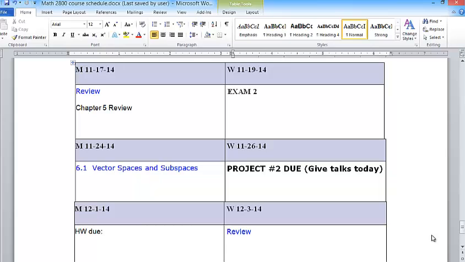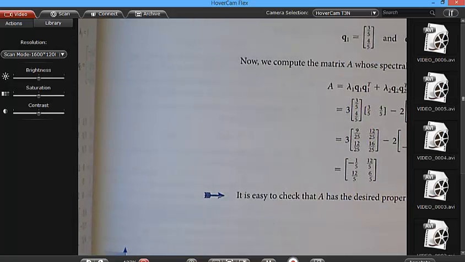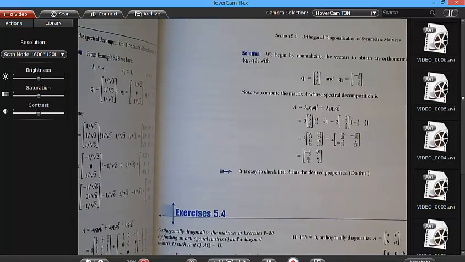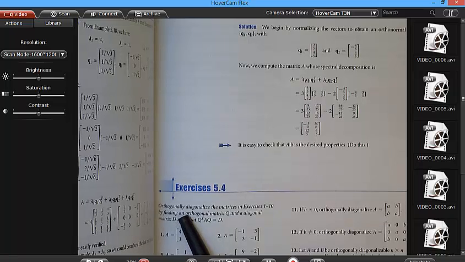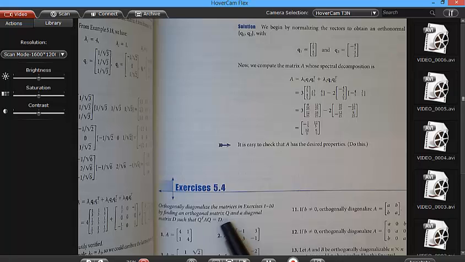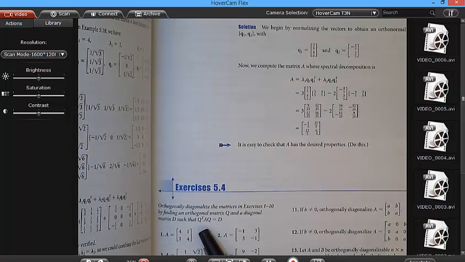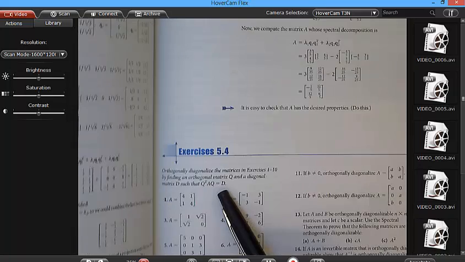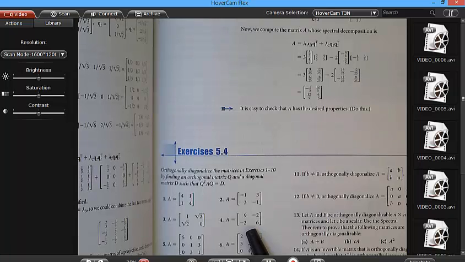5.4, it says, if we read, let me zoom out a little bit. They're asking me in these exercises to orthogonally diagonalize these matrices by finding an orthogonal matrix Q and a diagonal matrix D such that QTAQ equals D. So I sure hope they gave me symmetric matrices, right? They have to, otherwise you can't do it, right?